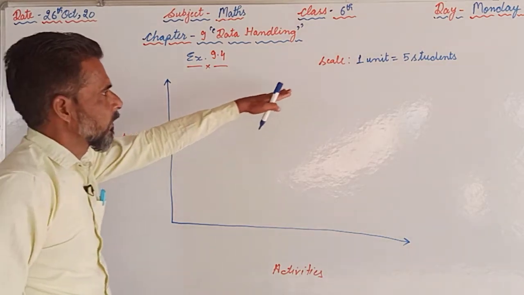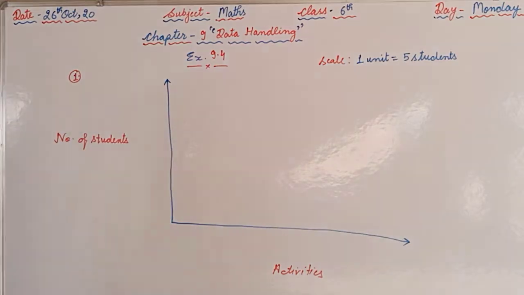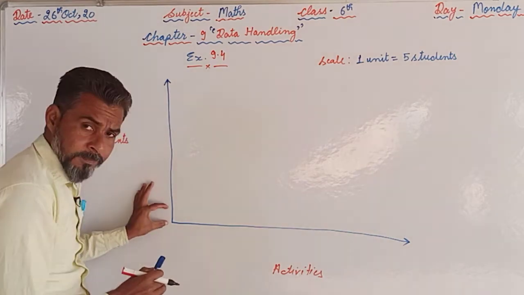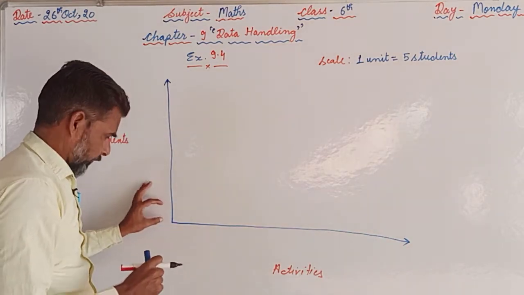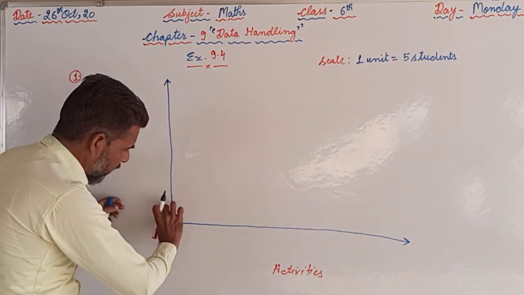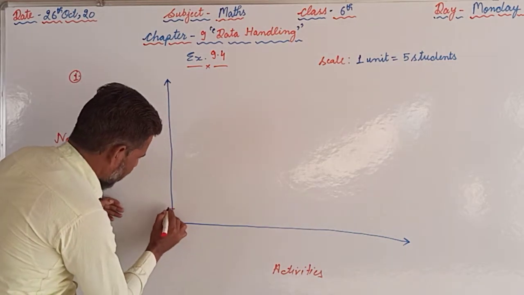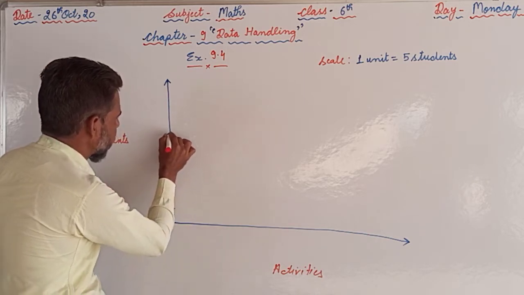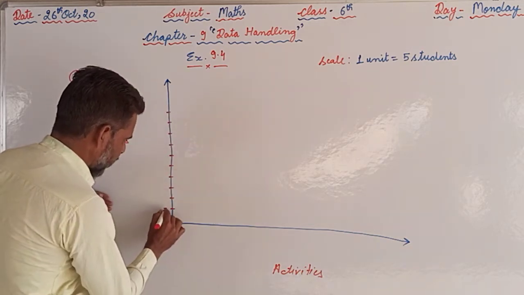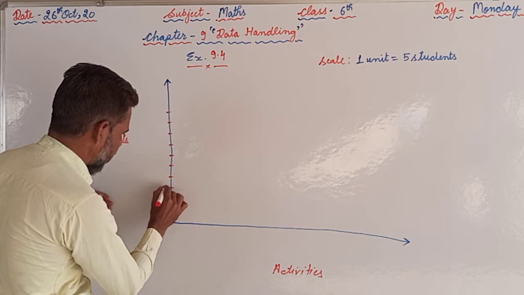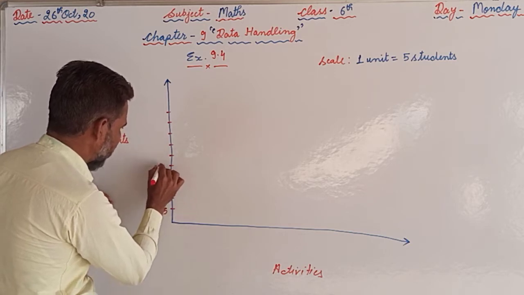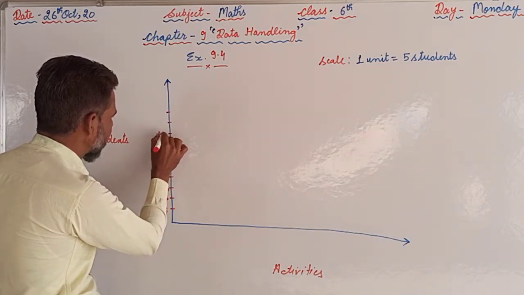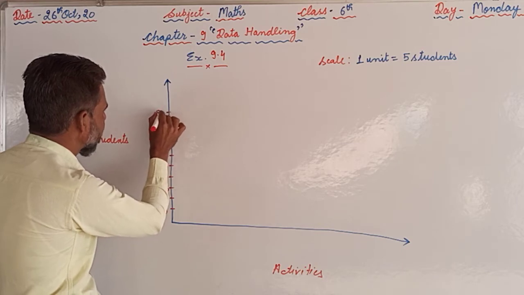As it is given that 1 unit is equal to 5 students, and the maximum number of students is 40, we will mark up to 40 using 1 unit. As you will observe in your graph notebook, one big unit is there, that is 1 2 3 4 5 6 7 8 9 10. So this is 5, 10, 15, 20, 25, then 30, 35, 40 and so on.